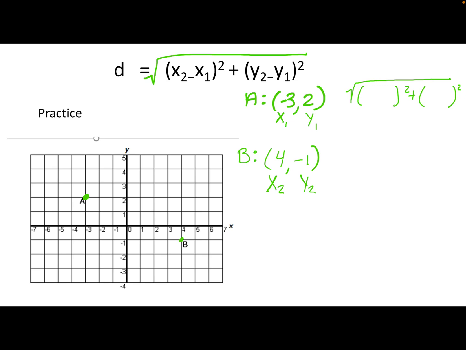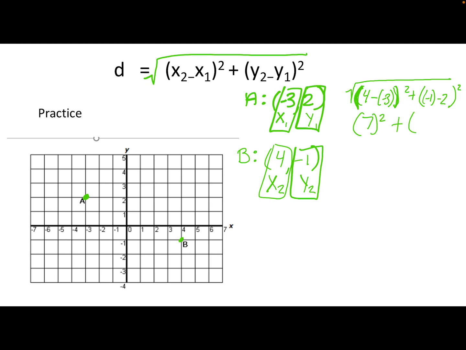All right, let's see what you came up with. First we're going to put in x2, which is 4, minus x1, which is -3. Then for y, we have y2, which is -1, minus y1, which is 2. Then we're going to subtract what's in parentheses. I'm going to subtract 4 minus -3, which gives me 7 squared, plus -1 minus 2, which gives me -3 squared.